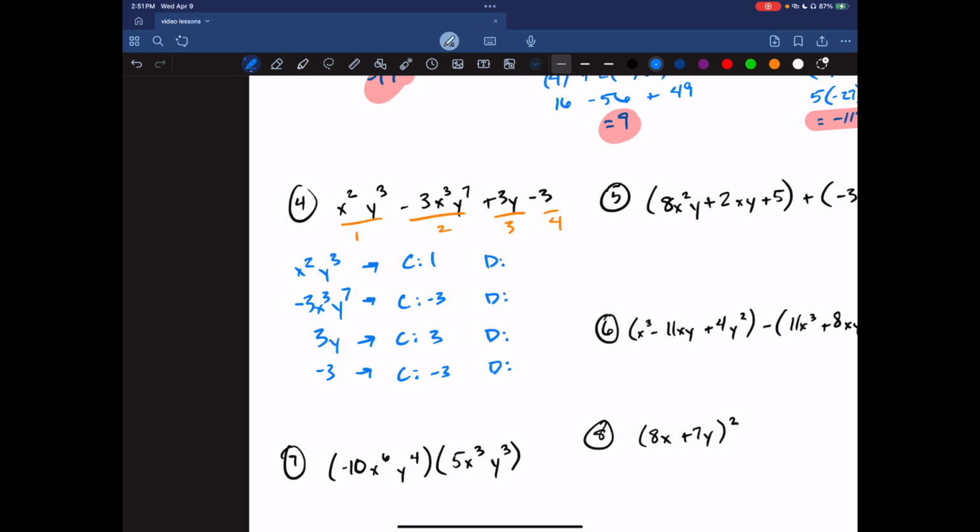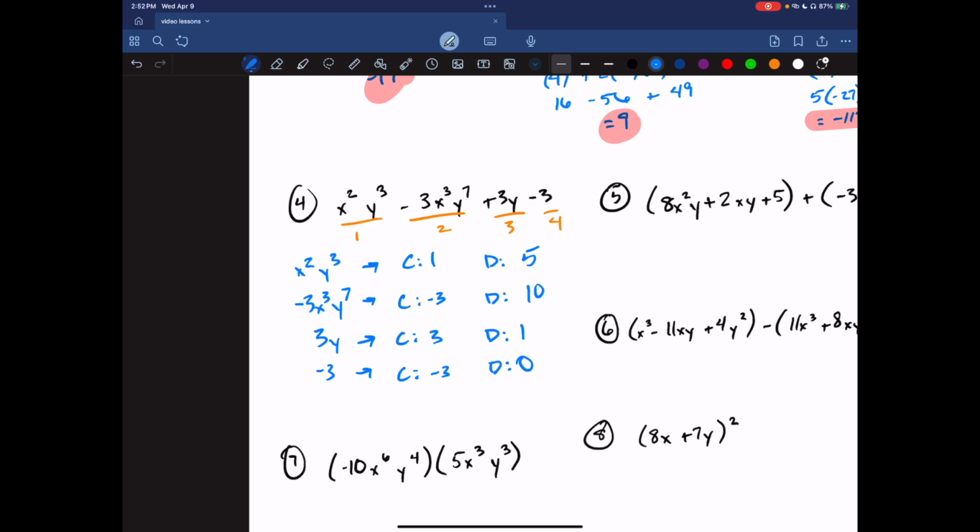So here on number 4, the first term has x and y, the second term has x and y, the third term has y, and the last term doesn't have any variables. Well, if it doesn't have any variables, it doesn't have any exponents. That one's pretty straightforward. Y to the first, you don't see the exponent, that's pretty straightforward. Now, the first and second term, they both have x and y. Well, when it was just one term, it was the highest exponent, which is the degree of the polynomial. But if you're trying to find the degree of a particular term, you're going to add the exponents together. So for the first term, it's going to be 2 plus 3, so that's degree 5. And then the second term is going to be 3 plus 7, so it's degree 10.